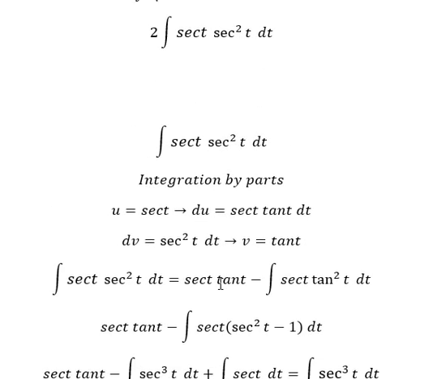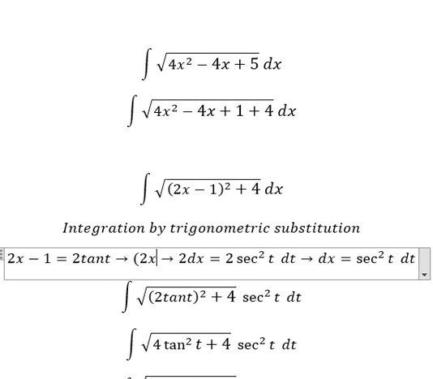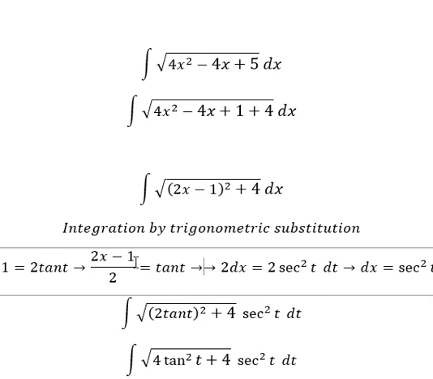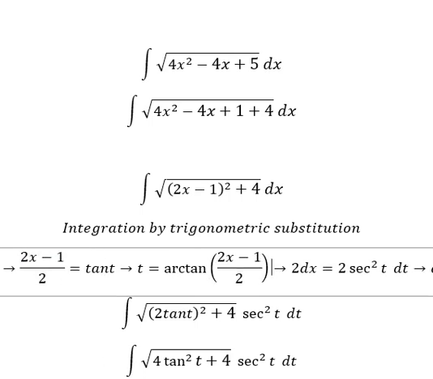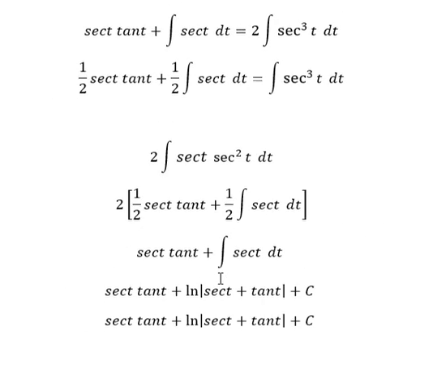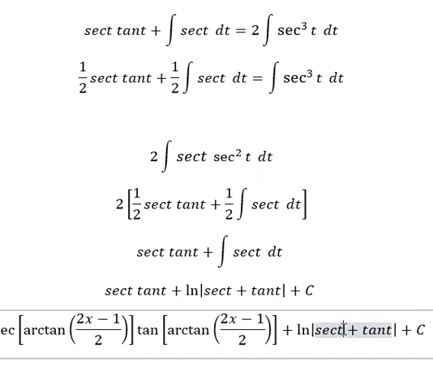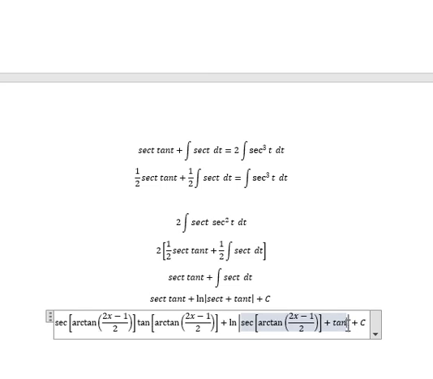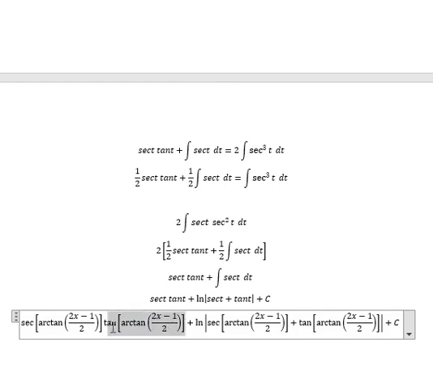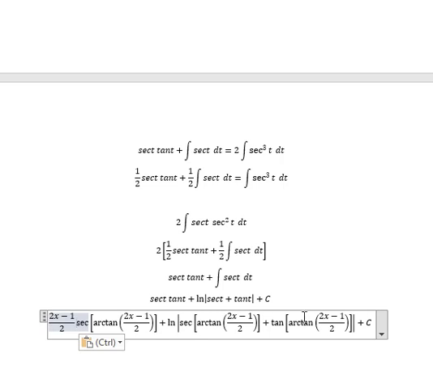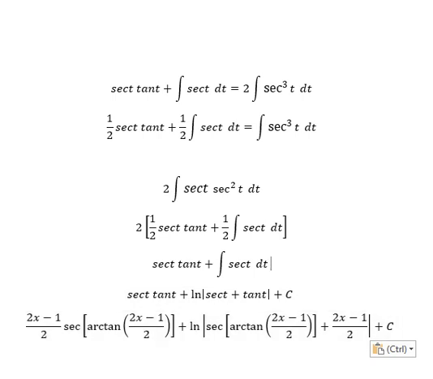About t, that is about this one. So we divide both sides by number 2. About t, we have arctan of this one. So we put this one to replace for t. We have tan of arctan, we have (2x minus 1) over 2. Similar for this one. And that is the final answer.